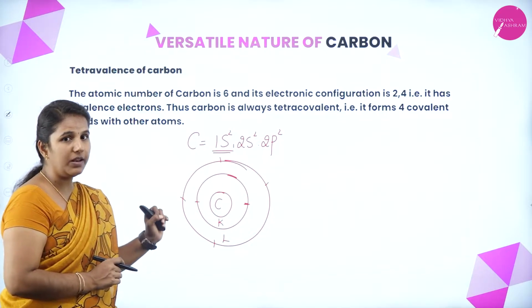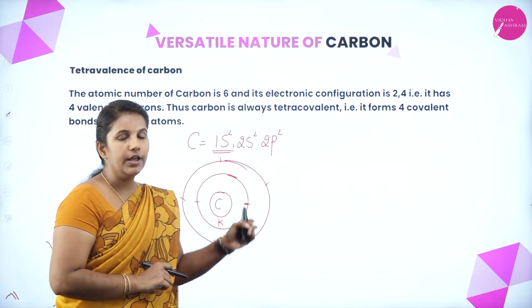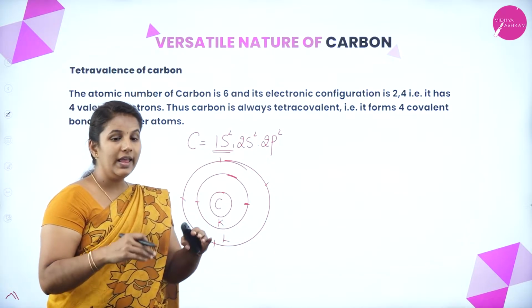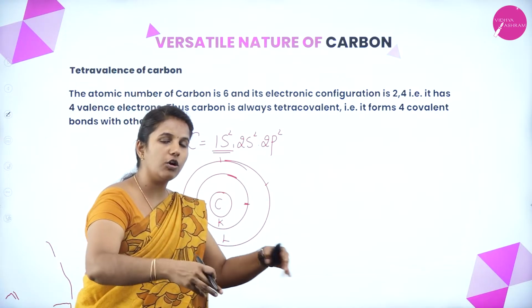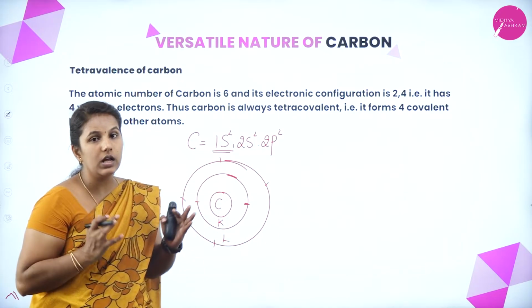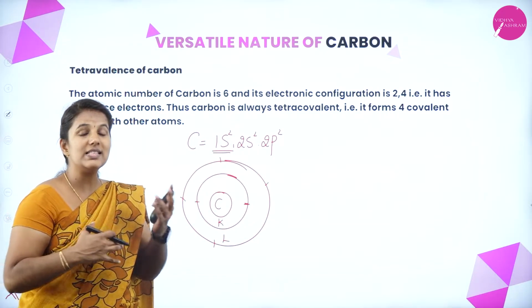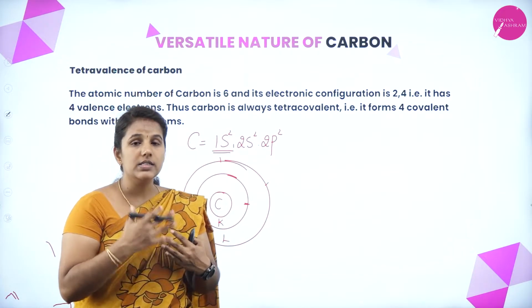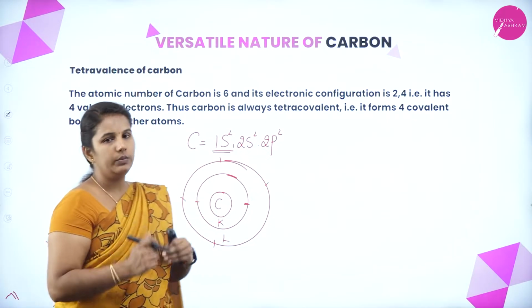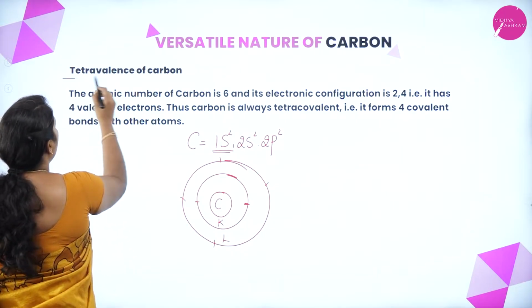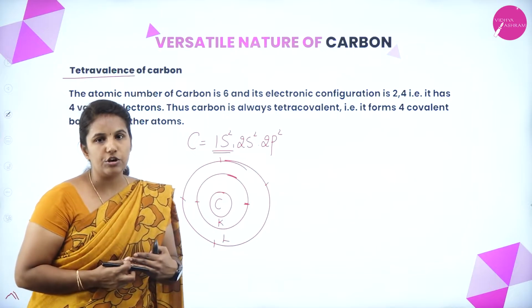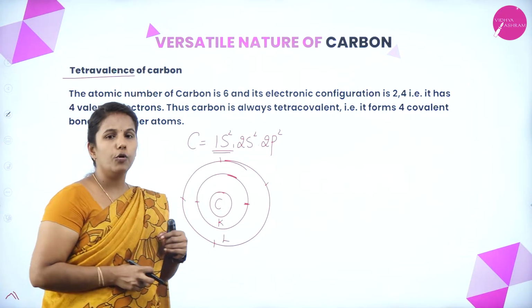So, carbon has how many valency? 4 valency. Due to the 4 valency in its outermost shell, it will share all the 4 electrons with the other atom, thereby it forms a covalent bond. So, this nature of sharing its electrons, since it's sharing 4 electrons, we call it the tetravalence of the carbon, or tetravalency nature of the carbon. So, hope you all understood.